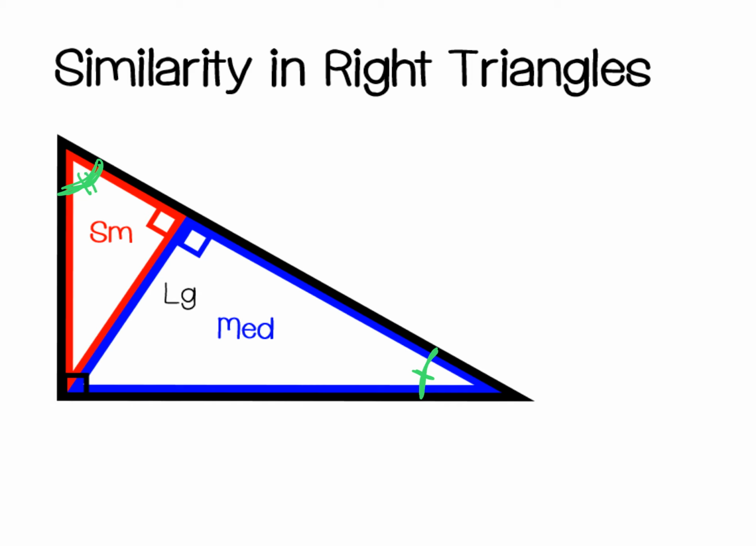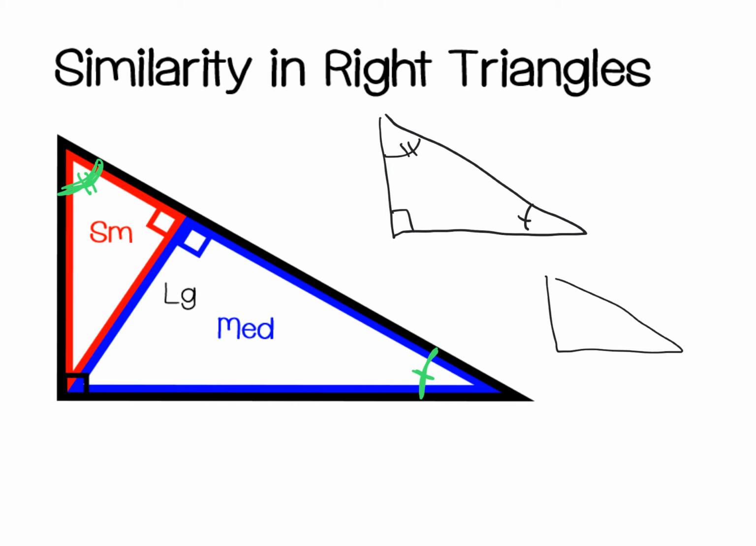Okay, so now I have this big, large right triangle, something like this, that has one tick mark here and two tick marks here. Now I'm going to draw two more right triangles that kind of look like it. One's going to be medium, so this is a large. Here's my medium, and here's my small. We know they all have right angles. But look at this medium triangle, this blue triangle here.